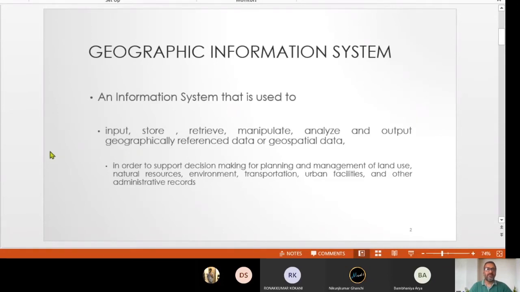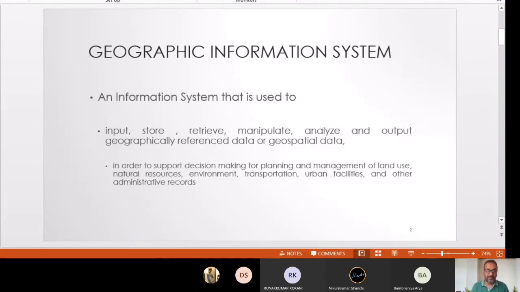The second part: after the output, this is the output processed data, and this data is geographically referenced data. This is what we are dealing with here. All the processes we are doing, inputting, storing, retrieving, manipulating, we are doing on data in georeference. This is a big thing in GIS: you need to understand what geographically referenced data is.